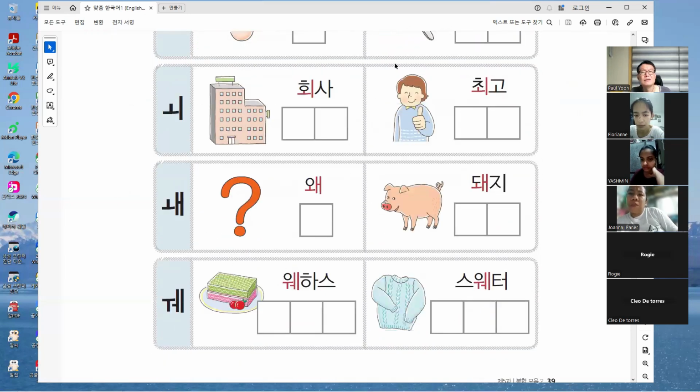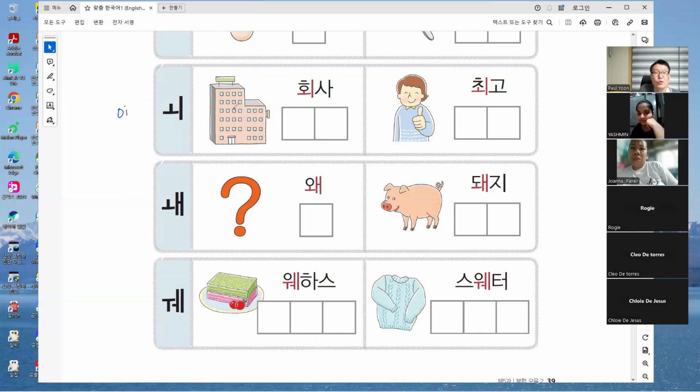Next. This one? Huesa. Huesa means company or work. My work, or my company. Company or work. Huesa. Okay, huesa.